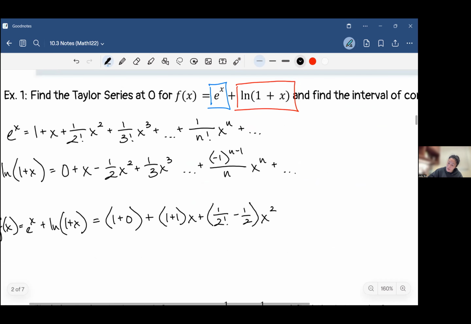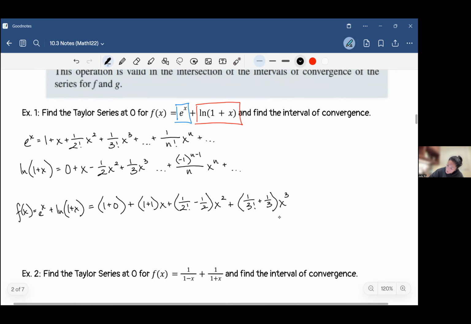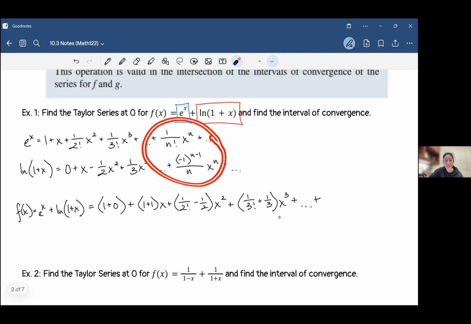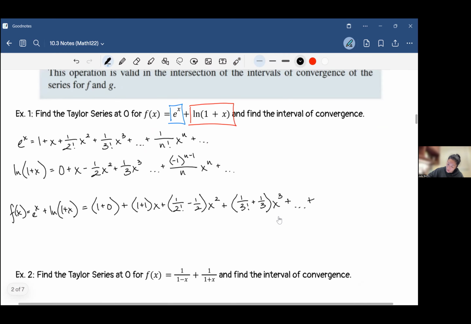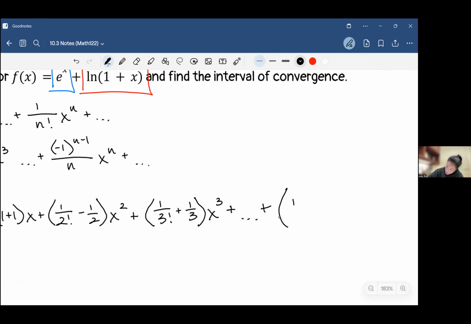Okay? I'm going to write out one more of these. Let's go to the third power, see what we get. So plus, all right, what's the third power? 1 over 3 factorial plus 1 over 3 x cubed. And I can keep going until I get to the x to the n power. And so this might look a little weird, but I'm just going to write this as 1 over n factorial plus negative 1 to the n minus 1 over n x to the n.